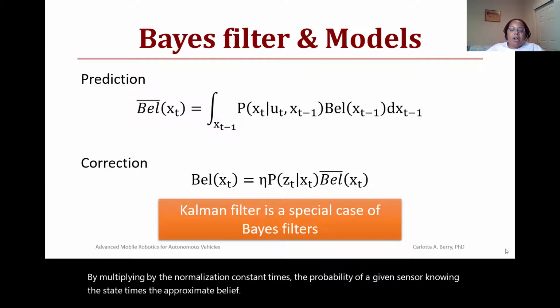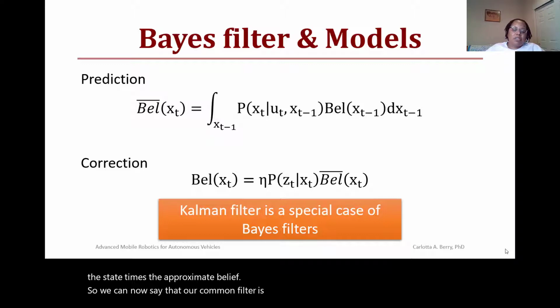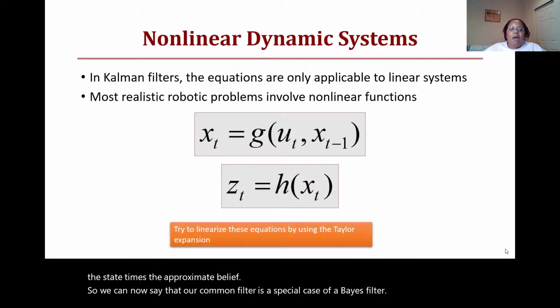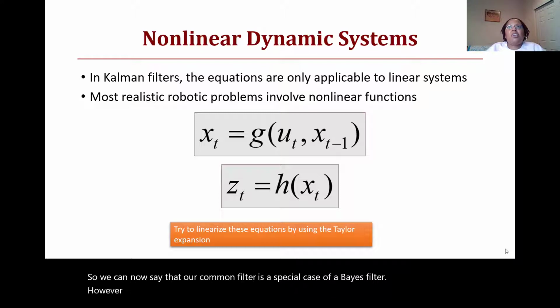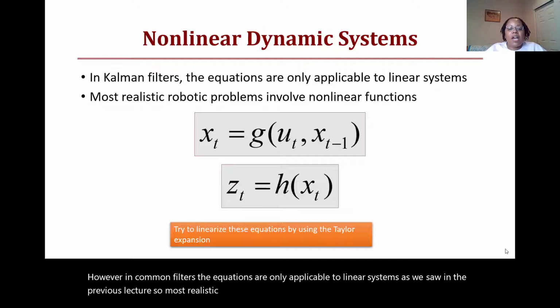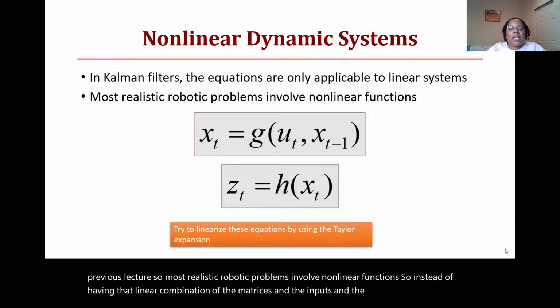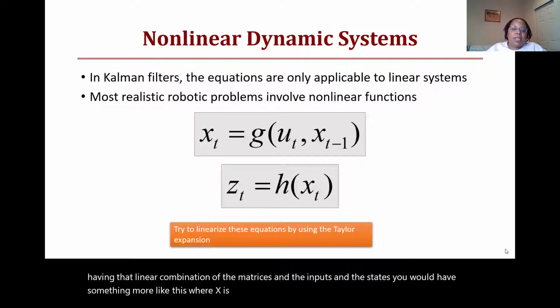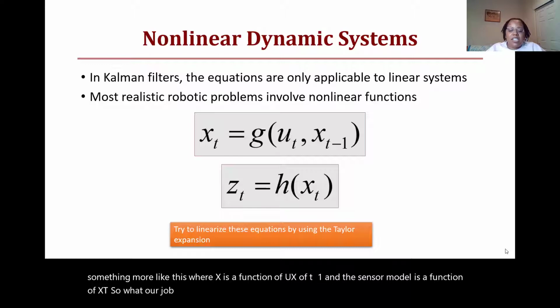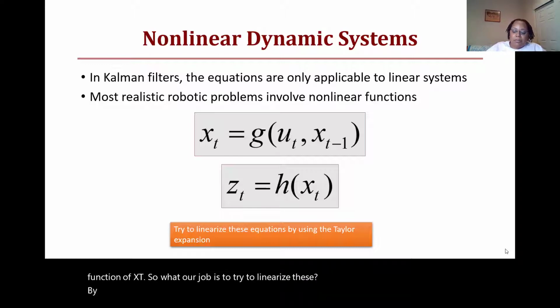So we can now say that our Kalman filter is a special case of a Bayes filter. However, in Kalman filters, the equations are only applicable to linear systems, as we saw in the previous lecture. So most realistic robotic problems involve nonlinear functions. So instead of having that linear combination of the matrices and the inputs and the states, you would have something more like this, where x is a function of u and x of t minus 1, and the sensor model is a function of x t. So our job is to try to linearize these by using Taylor expansion.